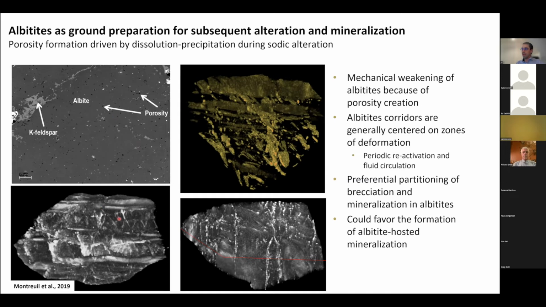So this process happening at a large scale can really help to focus the next stage of fluid flow into these zones of albitite, so they likely will be preferentially broken instead of the rocks that are surrounding them. And then this could also favor the formation of albitite-hosted mineralization.